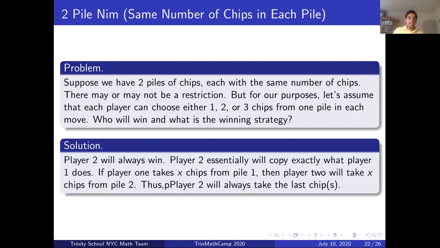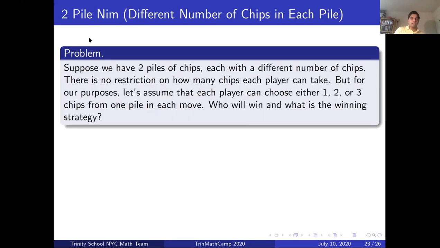And the idea is if player 1 has a move, player 2 always has a move, right? And so at some point, when player 1 takes the last chip in one of the piles, there will still be some chips left in the other pile, exactly the number that player 1 took on their last move, and so player 2 will just take the rest of those chips. So I hope that makes sense.